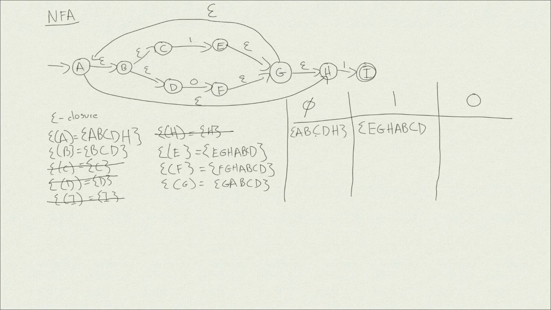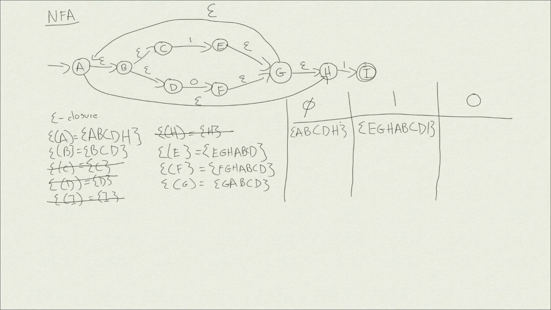Now, C is considered. D with 1? No. H with 1? Yes. H with 1 can go to I. So bring in I. So now we did all of the states here. And now we have a completely new state that wasn't seen in our closures, which will be in our DFA.